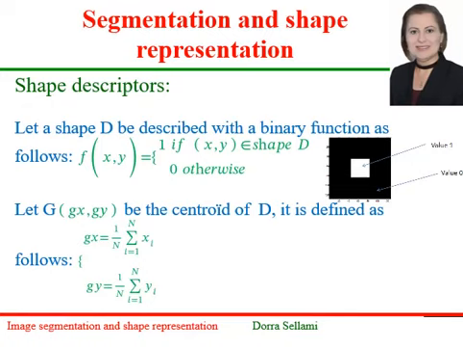We move now to the second part of my presentation, which is the shape representation. Let a shape D be described with a binary function f as follows. f takes 1 on the shape pixels and 0 elsewhere. Let G, a point of coordinates gx, gy, be the centroid of D. These coordinates are thus given by the equation below.